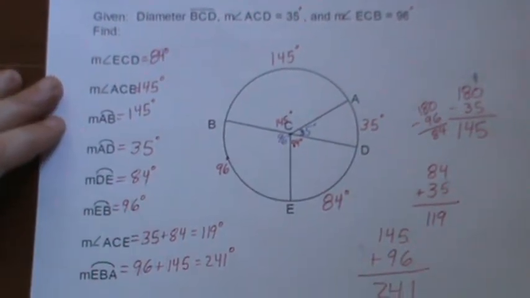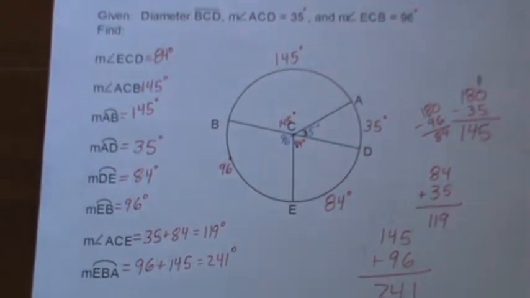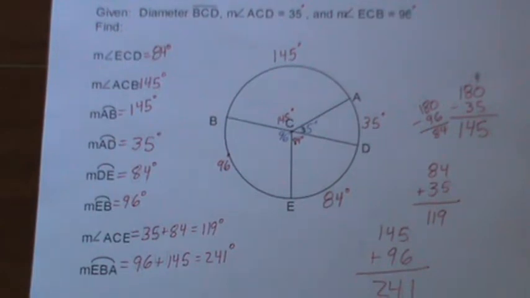This is more the type of problem that I would expect you to be able to solve. We were given the diameter of the circle. A diameter is a segment that connects 2 points on a circle and passes through the center of the circle. Since we're given diameter segment BCD, we know that that divides the circle into two semicircles. Each one measuring 180 degrees.